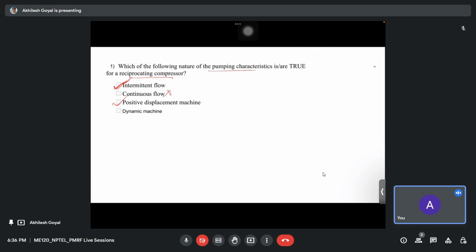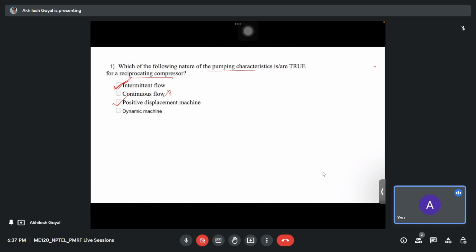For a reciprocating compressor, it results in intermittent flow. The delivery of air is at every second stroke, and it is not continuous. Also, the reciprocating compressors are positive displacement machines, that is also right.